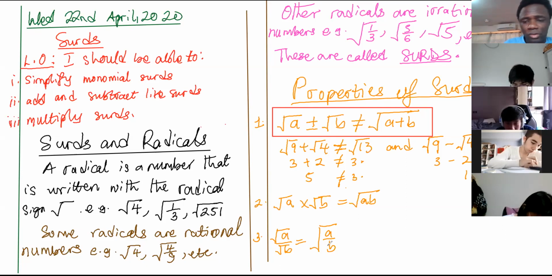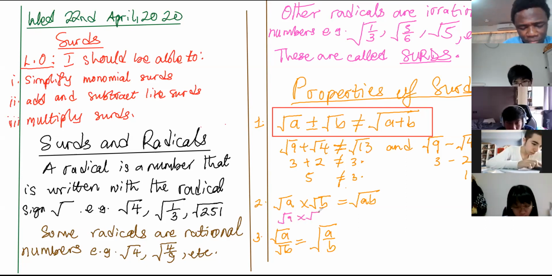We can check this also. So you can check the square root of 9 times the square root of 4. Maybe we'll write it here.